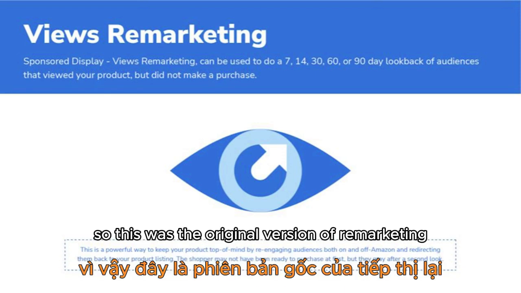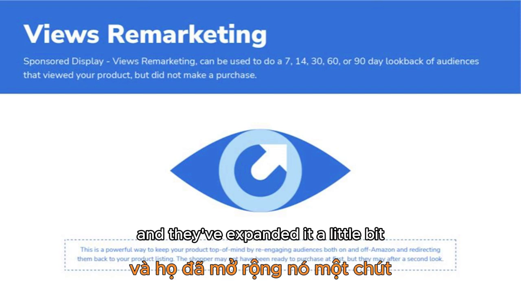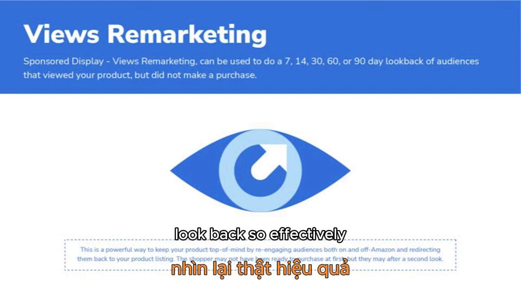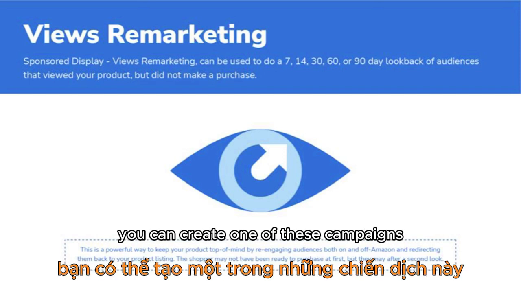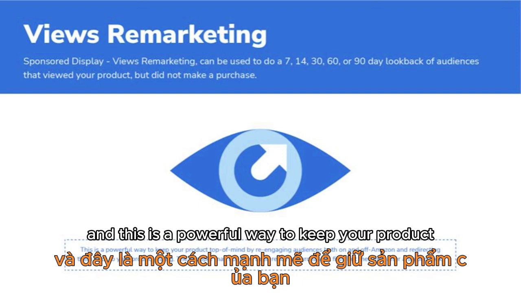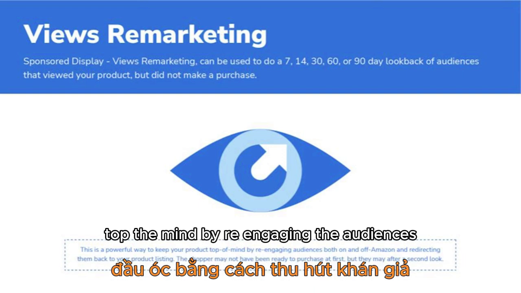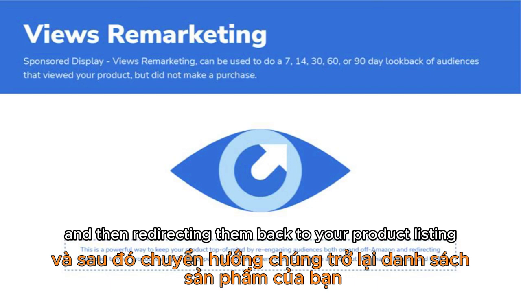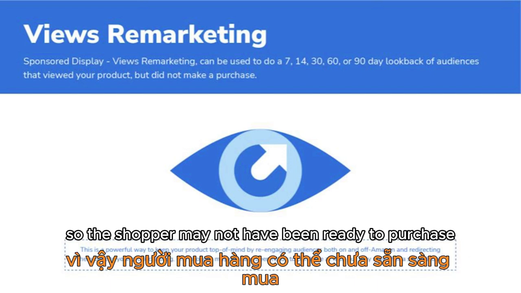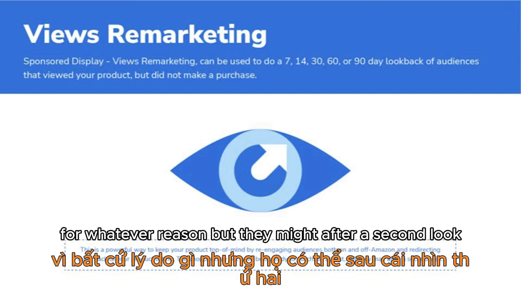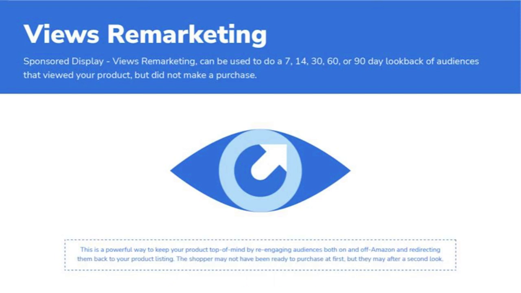So this was the original version of remarketing, and they've expanded it a little bit to include up to a 90-day look back. So effectively, you can create one of these campaigns and look back a week or up to 90 days. And this is a powerful way to keep your product top of the mind by re-engaging the audiences both on and off Amazon, and then redirecting them back to your product listing. So the shopper may not have been ready to purchase when they first saw your ad on Amazon for whatever reason, but they might after a second look.